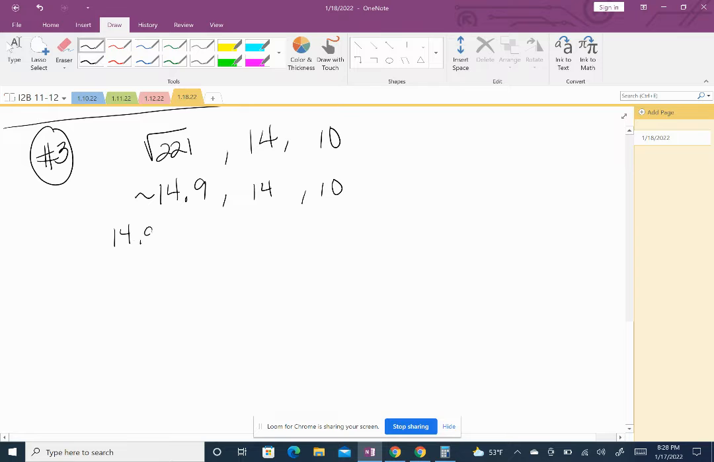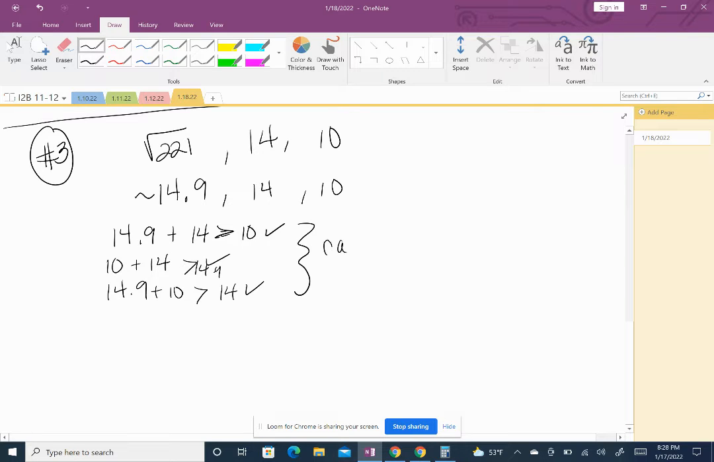So 14.9 plus 14 is greater than 10, so that checks out. 10 plus 14 is like 24, so it's going to be greater than 14.9, so that checks out. 14.9 plus 10 is greater than 14, that checks out. So it can be a triangle. We're not going to use this decimal form, but we do know that this is going to be the biggest term because 14.9 is bigger than 14. So that's going to be your C.